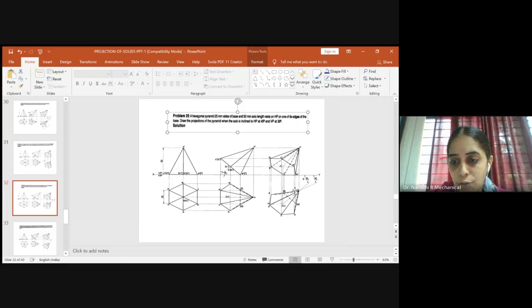Before measuring, first you fix the apex. Don't fix the apex very near to the XY line, because you need to construct the entire pyramid. It should not come above the XY line. So draw the 30 degree line, and after that fix the apex a little bit down below the XY line. Once you fix the apex O, you measure this true length. So it is 50 mm. Keep one end of the compass here and the other one here, and you will get exactly 50 mm.